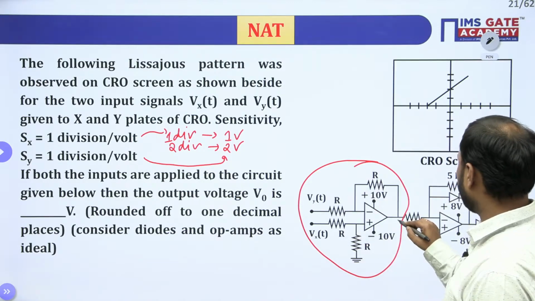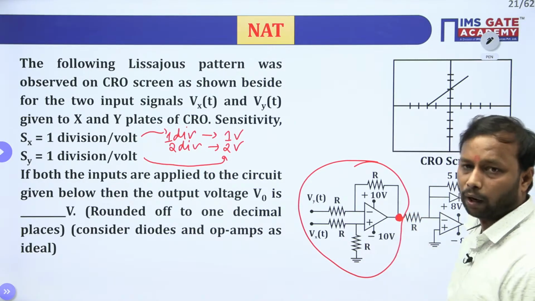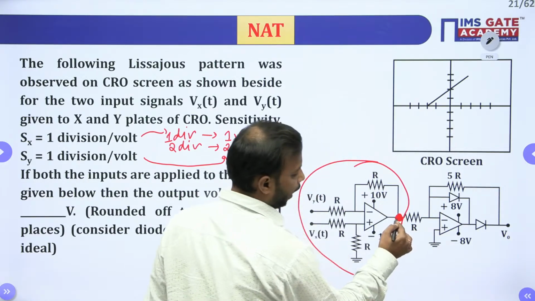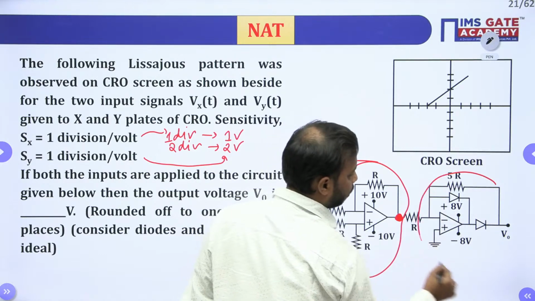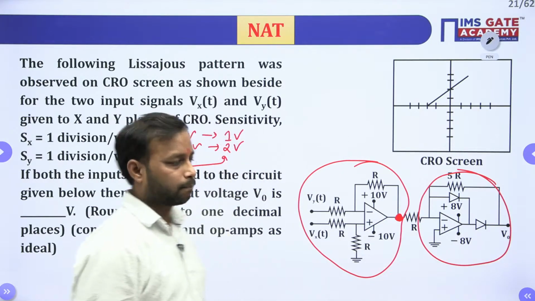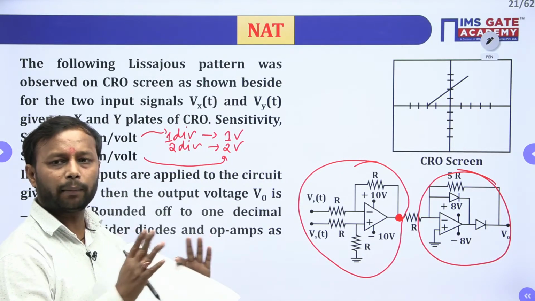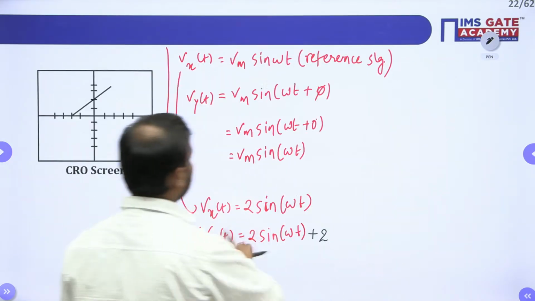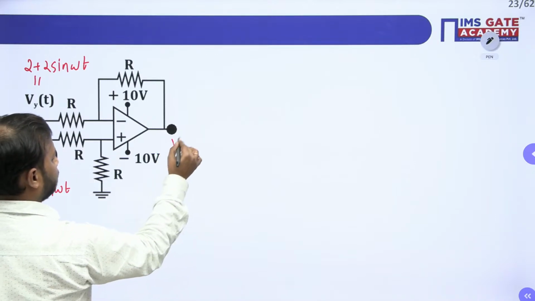Now what I did, I have taken only this part. And I need to find the voltage here, which is V01. And this V01 will act as an input for this op-amp. So I have divided the op-amp into 2 parts. So let us find the voltage here. What voltage are we getting? Let us take this as V01.